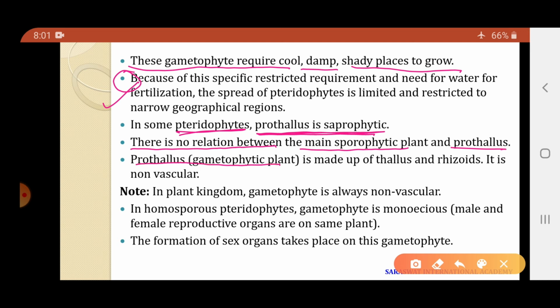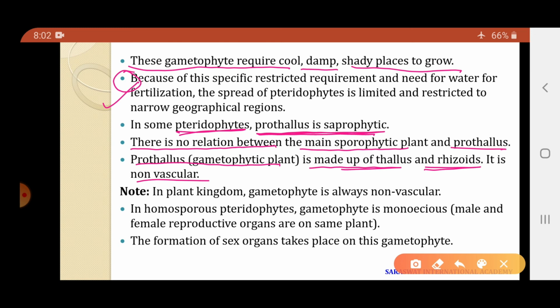The prothallus, that is gametophytic plant, is made up of thallus and rhizoids. It is non-vascular. हाँ, ये बात इम्पॉर्टेंट है कि यहाँ पे जो गैमेटोफाइट है वो कैसा है, थैलॉइड है, और उसके पास ट्रू स्टेम, ट्रू लीव्स या ट्रू रूट्स नहीं है. Instead of that, रूट्स की जगह पे राइजॉइड है और ये नॉन वस्क्यूलर है. Gametophyte of pteridophyte is non-vascular but its sporophyte is vascular.